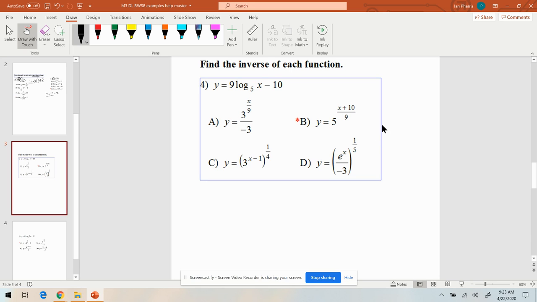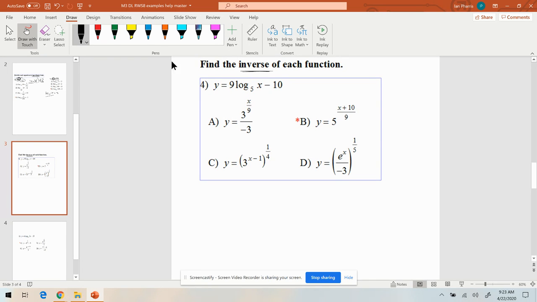Okay, here we go. More log stuff. Finding the inverse. This is where you'll see a lot of different questions. Now, this is a very difficult problem because there's so much stuff around the log, and we have to change the x and y and then isolate before we can convert. So let's go ahead and do this.